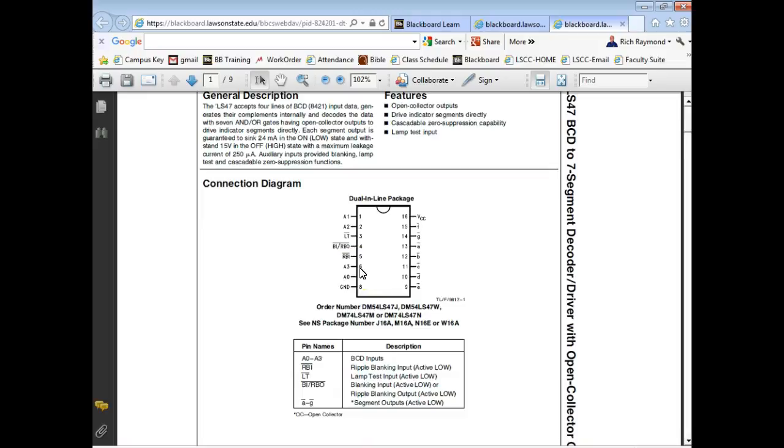So on the schematic on page 97, they call the inputs what? A, B, C, D. So what would A be on this guy? It would be A0, right? What would B be? A1. What would C be? A2. And what would D be? A3. Here's my outputs. What would this A be with the bar? This is an output. This goes to A segment.